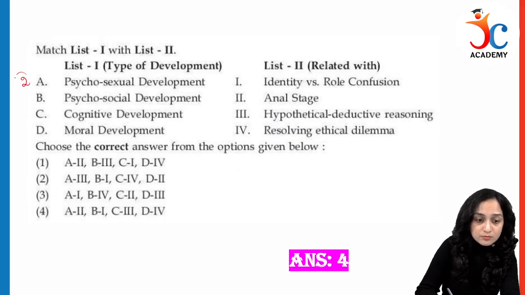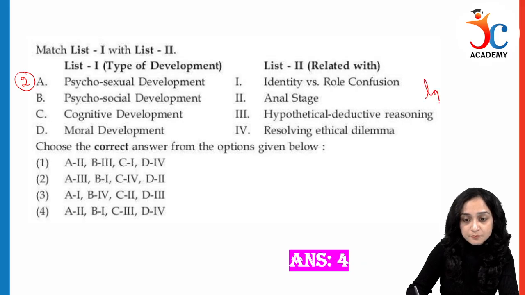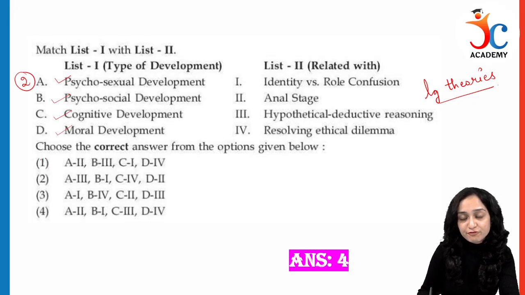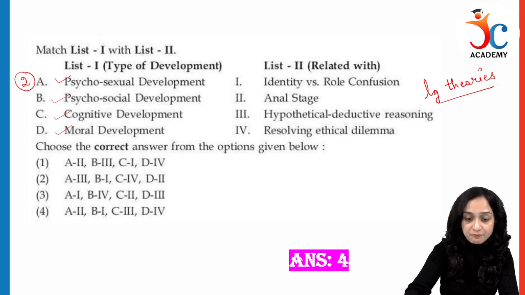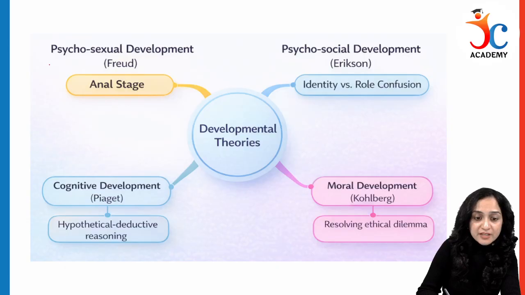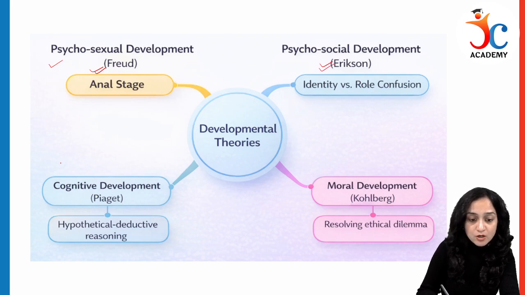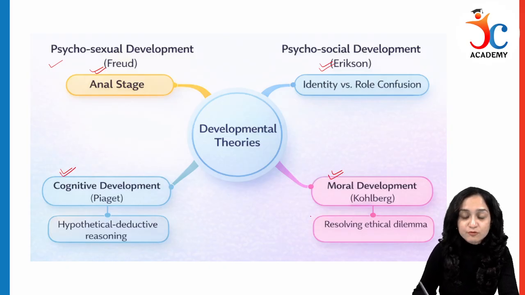Question number 2, it is from learning theories. Psychosexual development, psychosocial development, cognitive development, and moral development. These are the 4 theories given by 4 different proponents. Psychosexual development theory was given by Sigmund Freud. Psychosocial was given by Erikson. Cognitive development by Jean Piaget, and moral development is for Kohlberg.